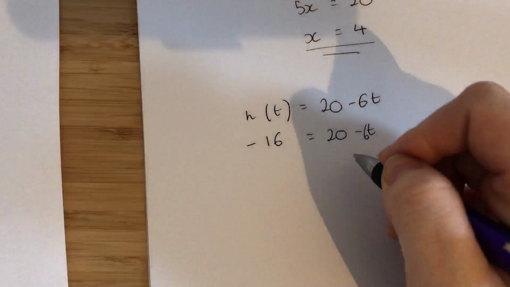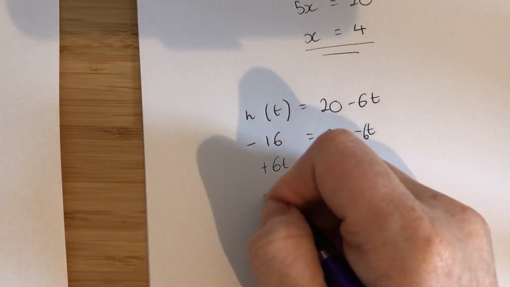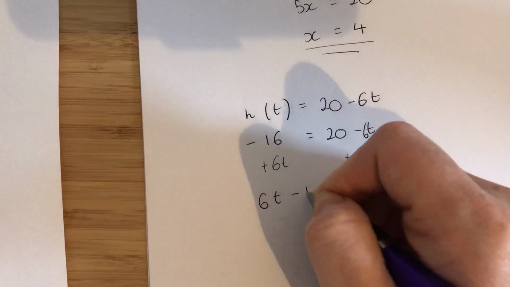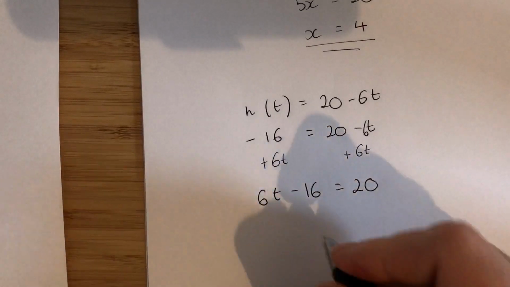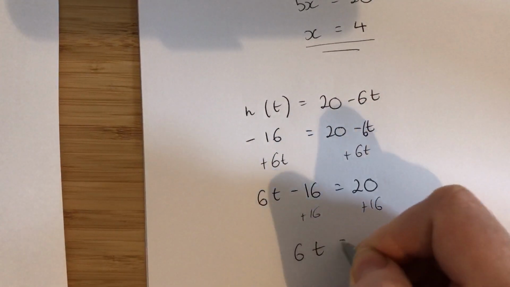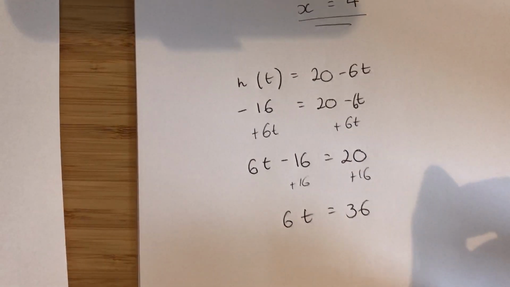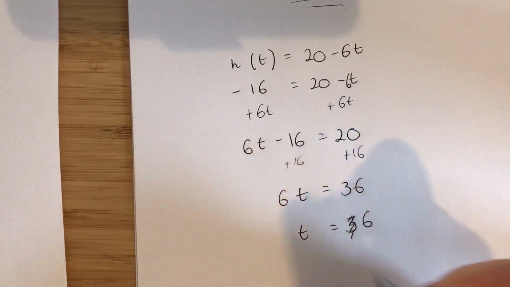Right, I'm going to add 6t to both sides because I want to move that 6t over to the other side. So I'm going to have 6t minus 16 equals 20. Then add 16 to both sides. 6t equals 36. Divide both sides by 6, t equals 6.